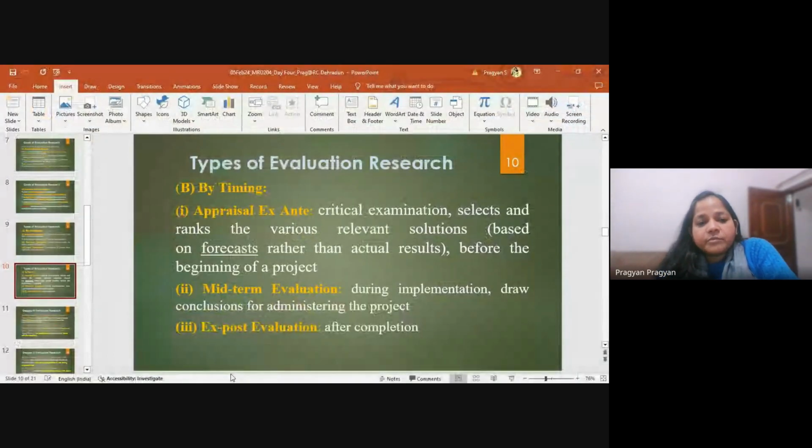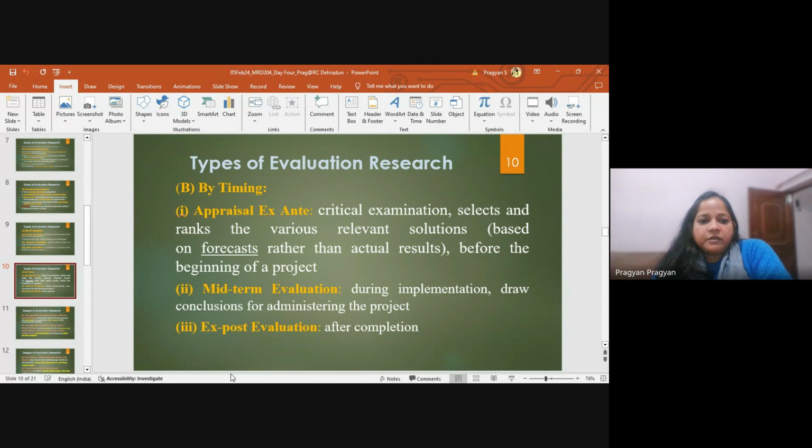Now let's talk about the second category of this typology. Earlier we were talking about typology on the basis of who is going to evaluate. Now the second typology is based on when we are going to evaluate. So this is the terminology that we are going to use here.